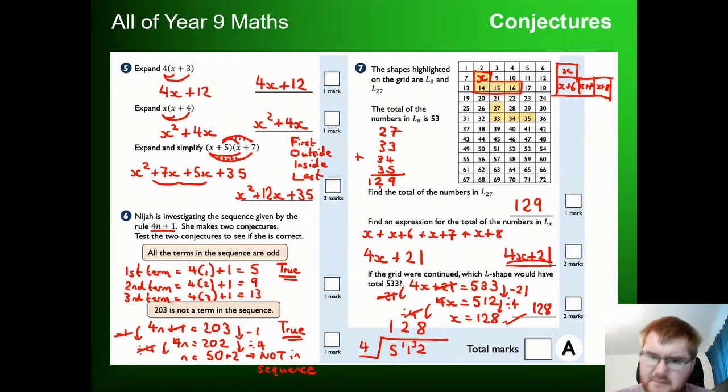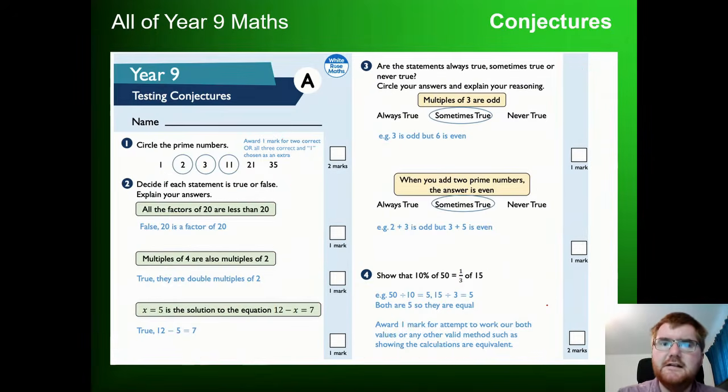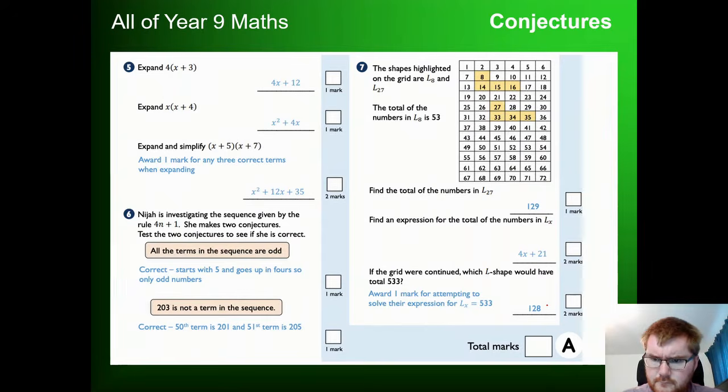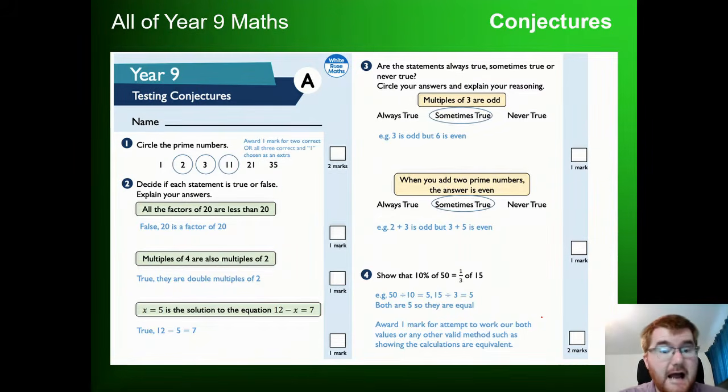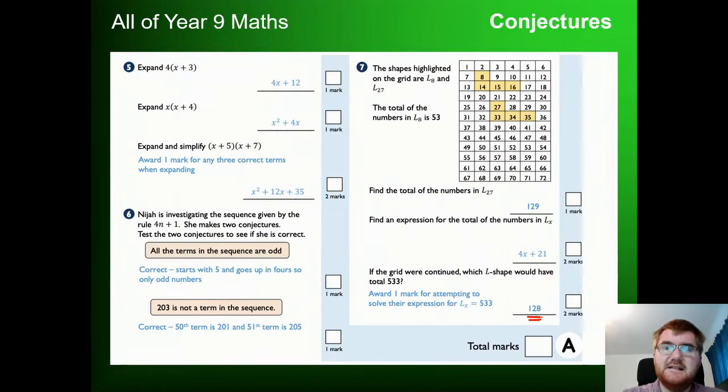So it looks like we're going to disagree with the mark scheme here. That's the first time in this video. Oh no, you do get 128. Okay, I wrote that down incorrectly. So you do get 128 there as well. Do check through the answers and make sure you're happy with the way I've gone through this as well. That's the first page, and then that's the second page there.